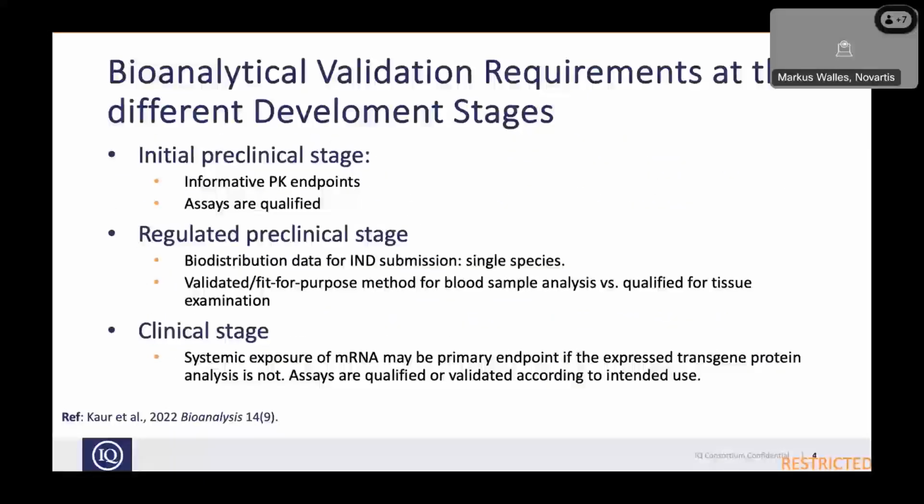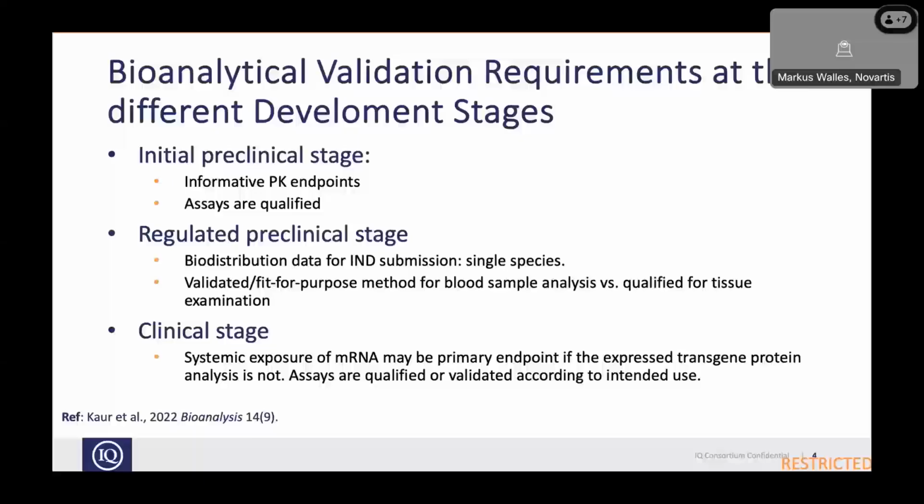So at different stages of mRNA drug development, there might be different bioanalytical validation fit-for-purpose methods. As recently discussed in an industry-wide white paper published in 2022 and referenced here, for mRNA, informative PK endpoints are recommended for the early unregulated preclinical stages, during which assays can be qualified. In the subsequent regulated preclinical phase, biodistribution data generated in a single species is recommended for IND submission.